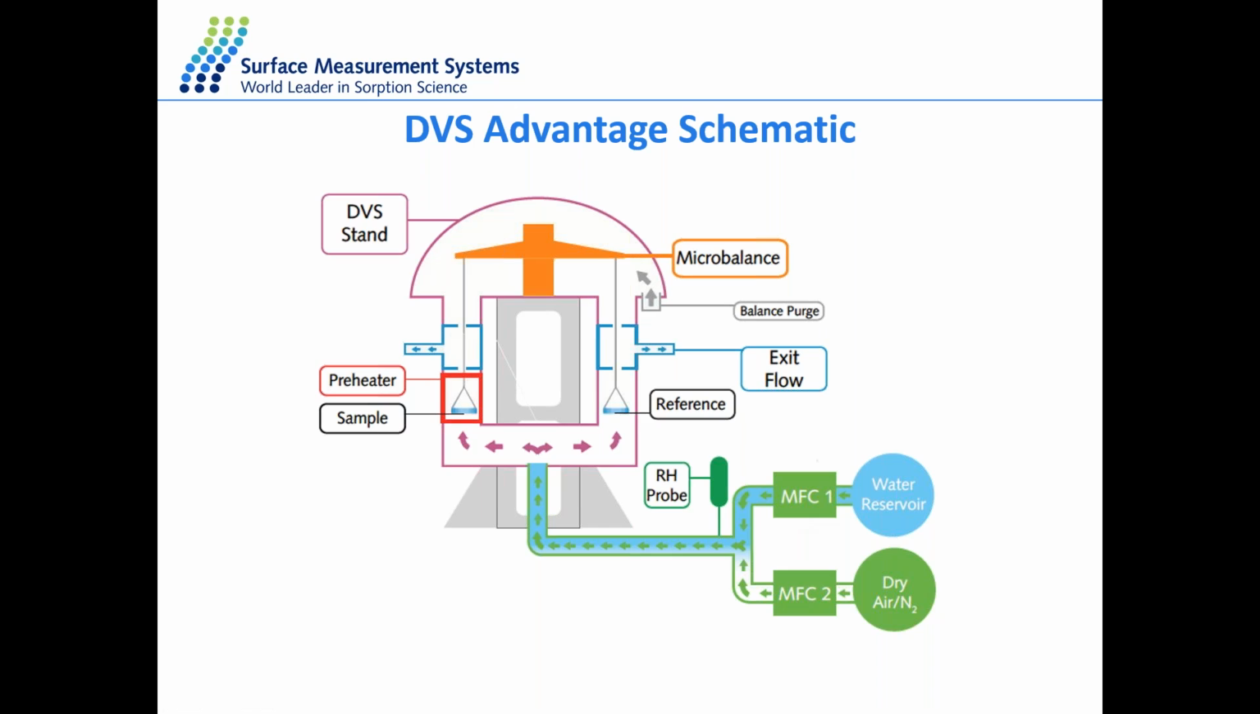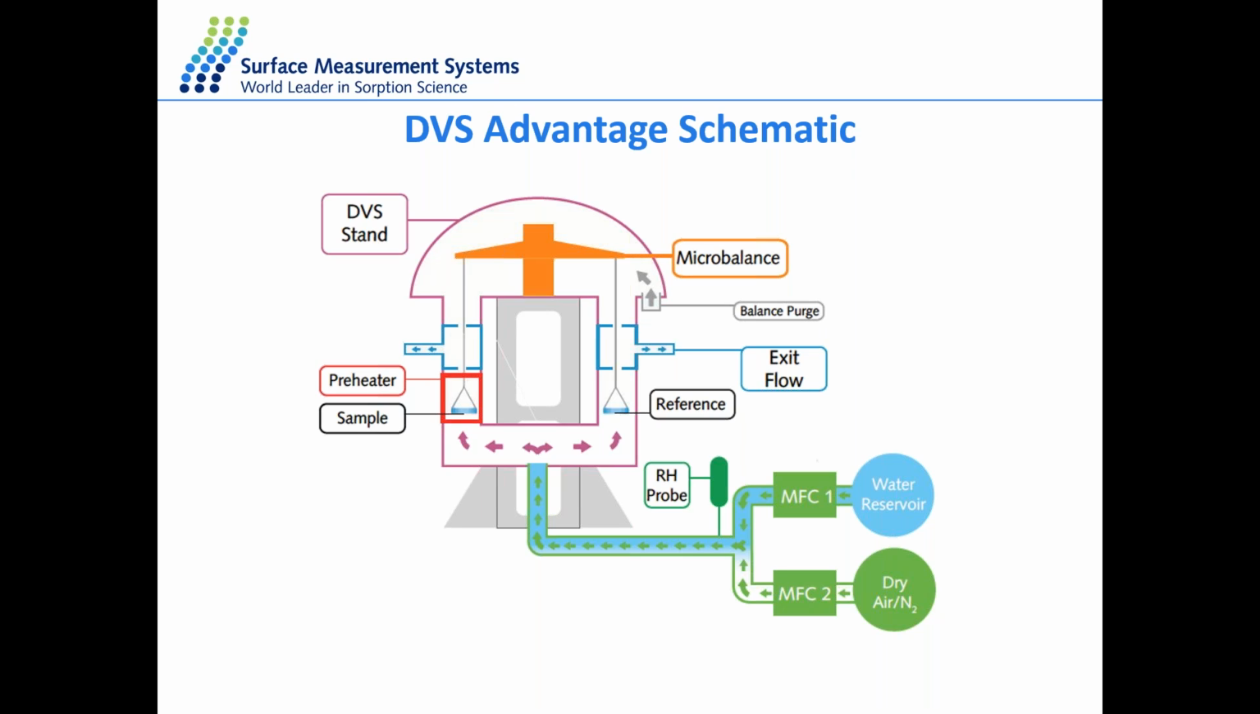So let's say we are running a dry stage. So we want only nitrogen or air to push through the sample. So the valve that controls the wet side, so the water side, is 100% closed, so 0% open, and the dry side is 100% open.